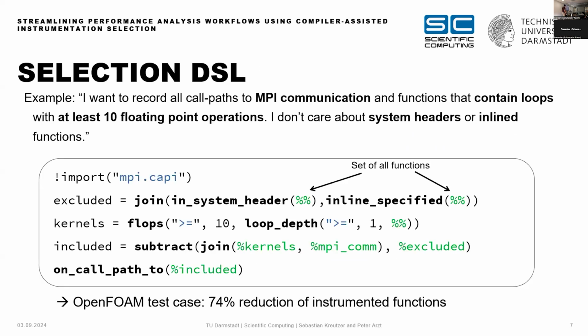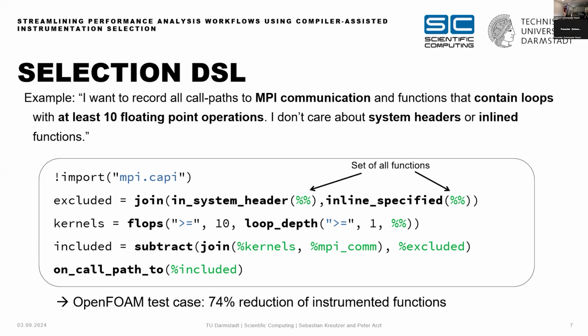To give an example of how you could use CAPI, and this is something where we would typically start, for example, for OpenFOAM: in this example, we want to record call paths that contain MPI communication, and then focus on functions that contain some loops and at least a minimum amount of floating point operations. And in this case, we want to exclude system headers or inline functions.